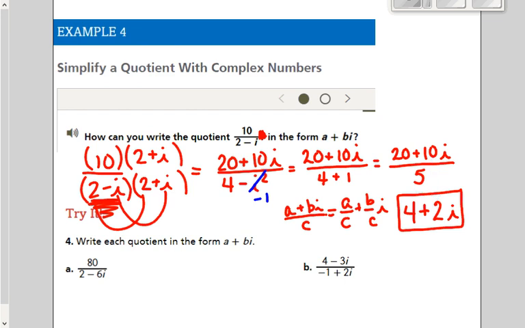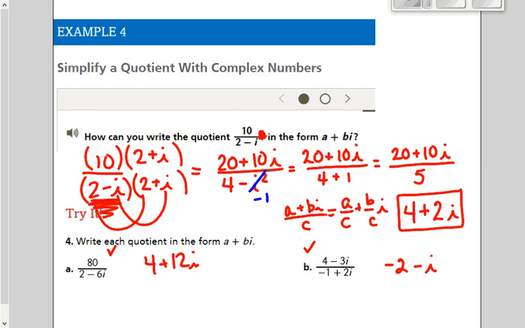So I want you to do the 2 try-it problems here and here. Go ahead and work through them on your own. By the time you get to the end, you should get to the solutions. And the solutions are, for A, you should get 4 plus 12i. And for B, you should get negative 2 minus i.